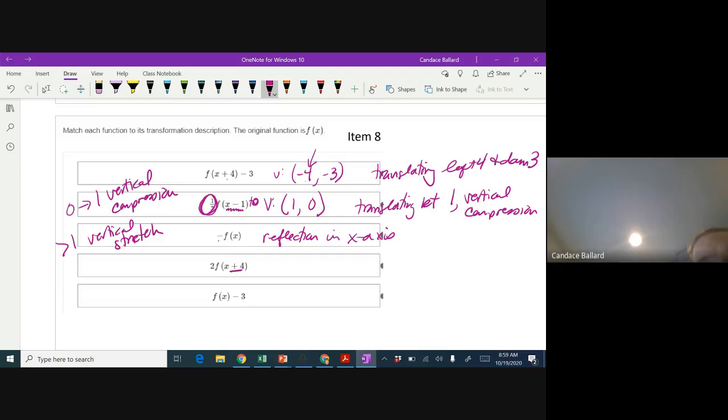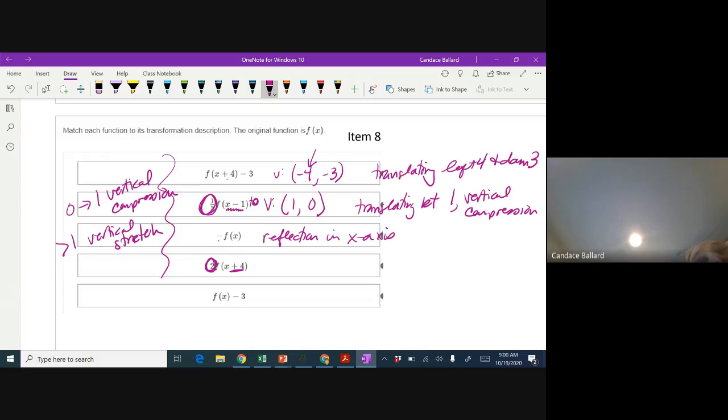All right, let's talk about this one here. So what do you guys think? What's the 2 out front do? Tell me what the 2 out front does first. Put it in the chat. It does multiply everything by 2. In terms of what the graph looks like, what does it do? Think about what we talked about right in here. There we go. Okay, so we've got a vertical stretch.